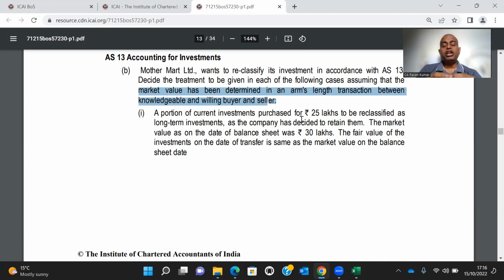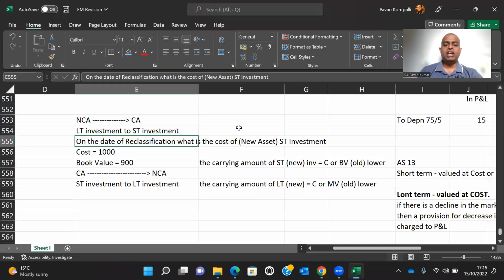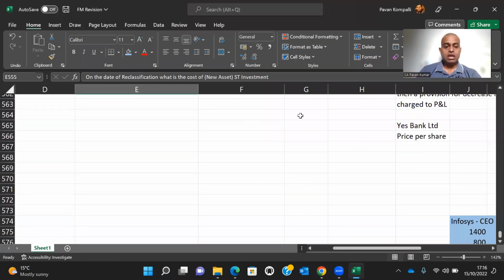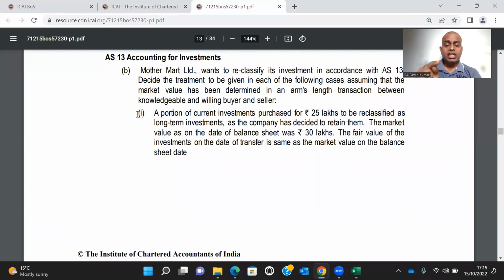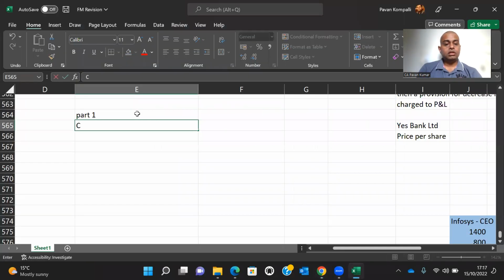So the moment they have given you too much information, students will get a heart attack. Nothing, they said it is fair value. That's it. No need to worry about this language and all. Read more. A portion of current investments purchased for 25 lakhs is to be reclassified as long-term investments. Wait, we'll reduce the question into parts. Part 1. Can I say part 1 is current assets reclassified to long-term assets?